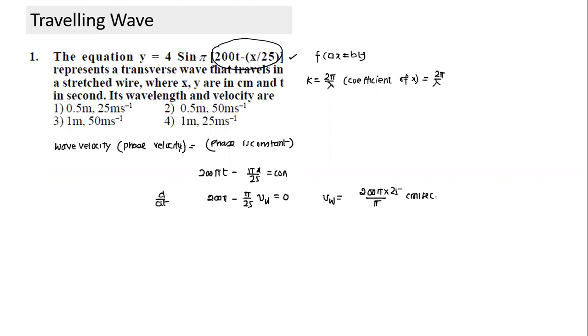And what is the omega here? 200 pi is omega. And what is the wavelength? How do you find wavelength? The coefficient of x is the k value, equal to pi by 25. So pi by 25 is equal to 2 pi by lambda. So we get lambda from here. Lambda is equal to 50 centimeters.